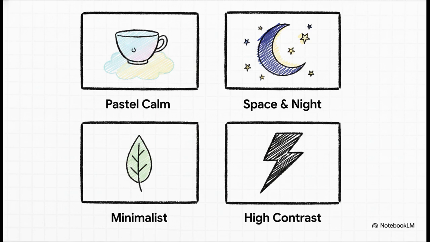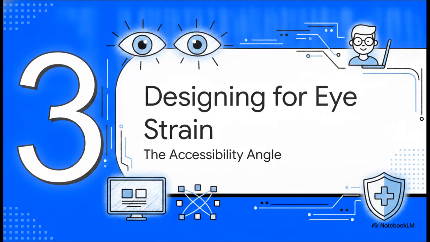For those who absolutely hate visual noise, minimalist themes like Ayu and Dainty strip away all the excess. And if you need elements to really pop, high-contrast themes like Dracula and Atom One Dark use bold, vibrant colors to make your syntax incredibly distinct. Literally, there's a perfect fit out there for every single developer's brain. Moving right along to Section 3, Designing for Eye Strain.